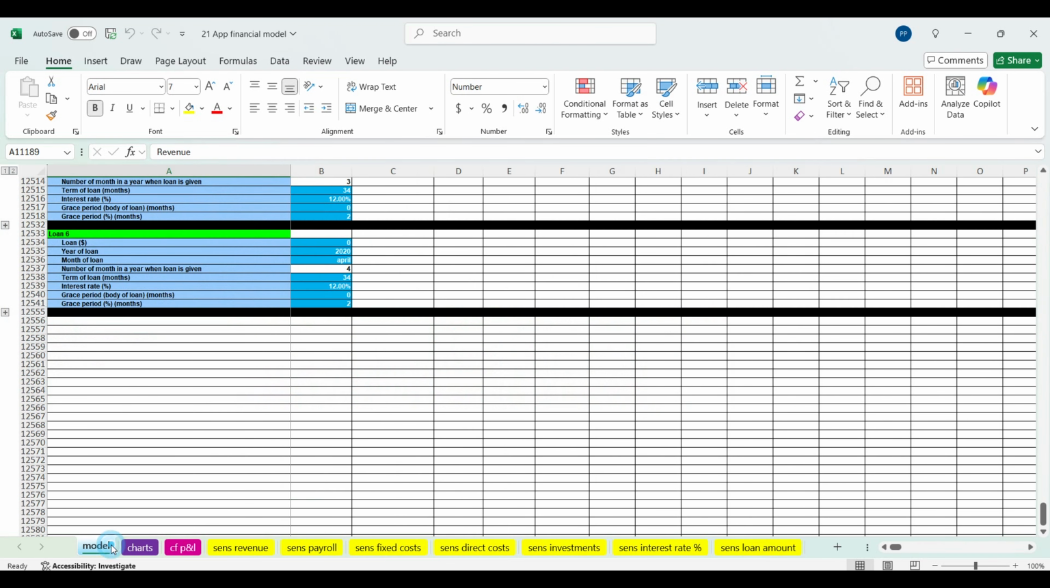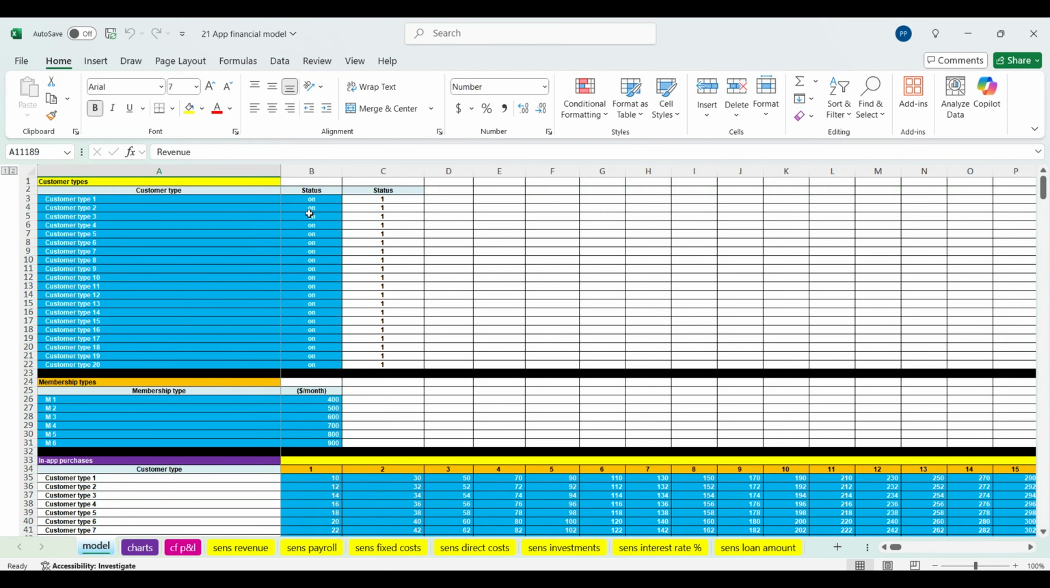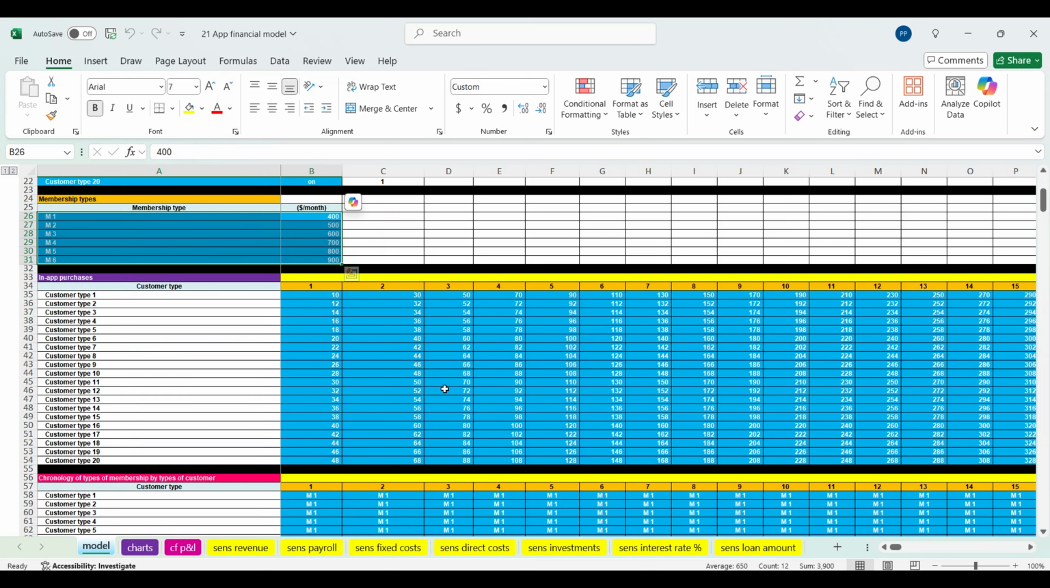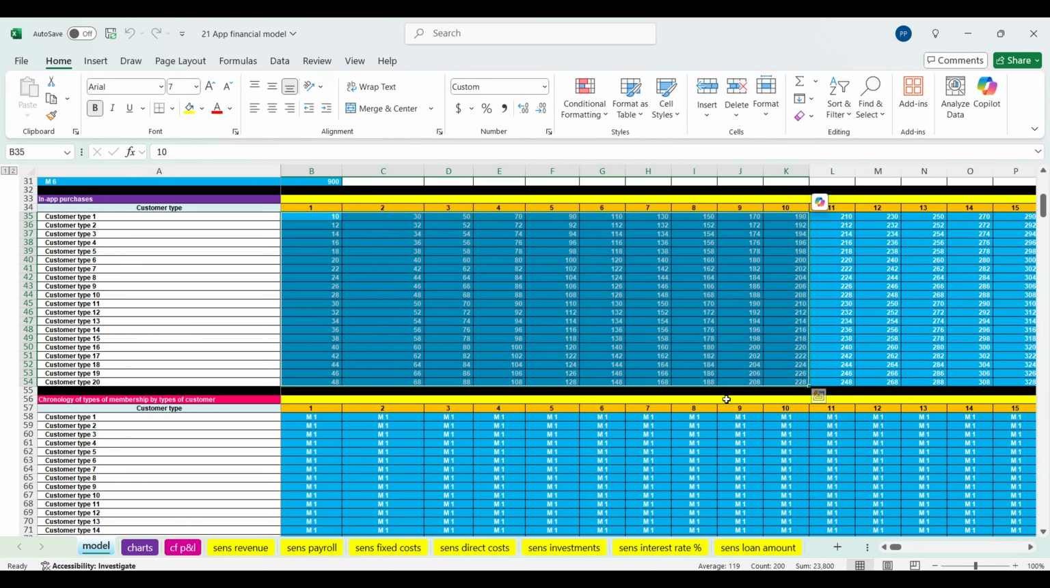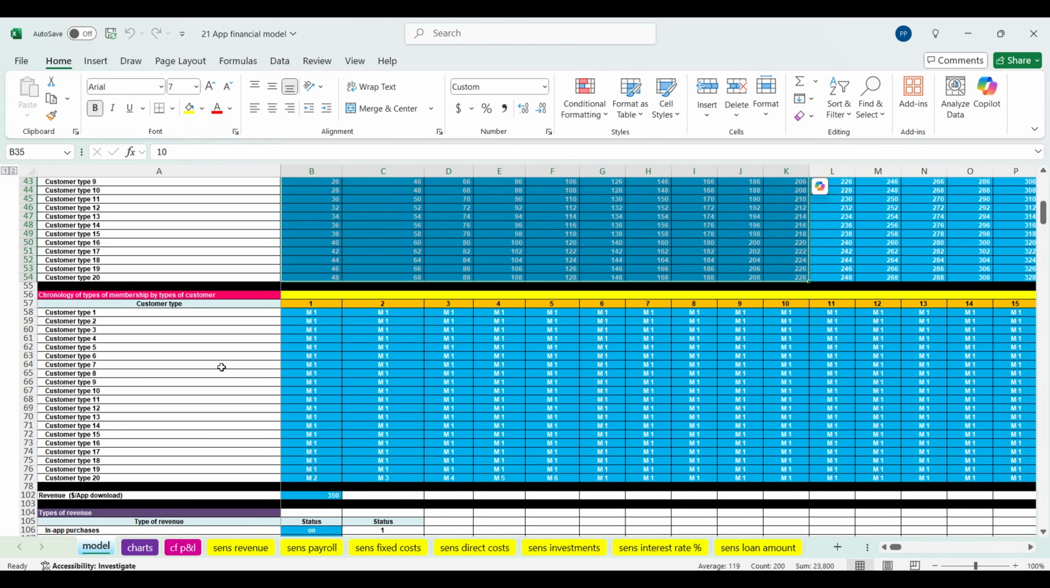So once your model is ready, you will be playing with all these inputs a lot. You will be switching on and off different types of customers. You will be playing with membership payments. You will be playing with how much money will be spent by different customers monthly inside your app, and how these payments will be allocated inside the timeline. You will be playing a lot with types of membership, whether your customers jump from one type of membership to another inside the timeline.